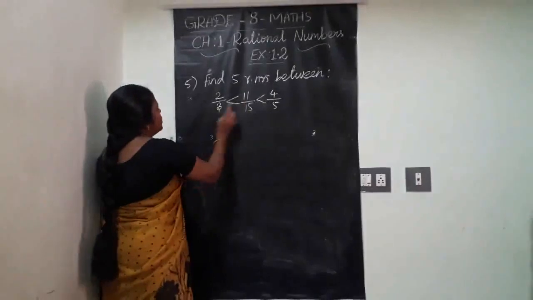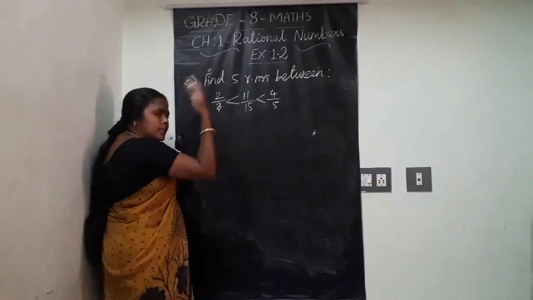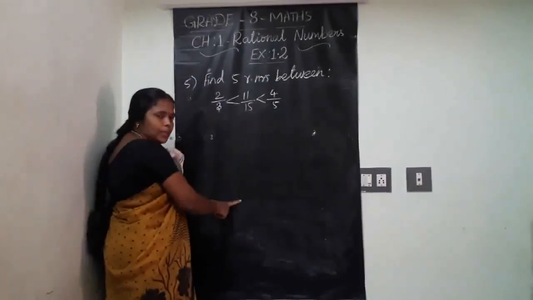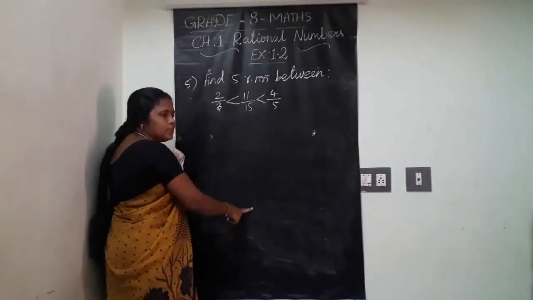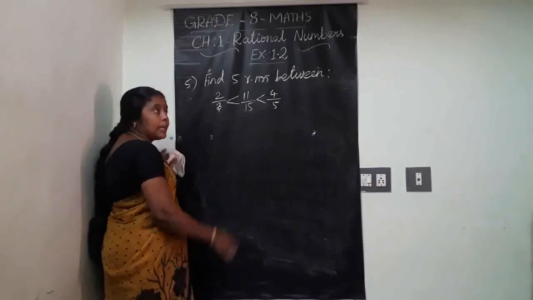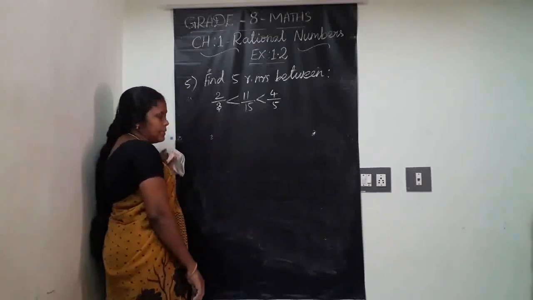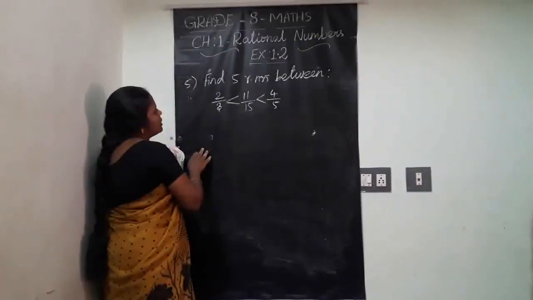Clear? So one number only we found, no? The remaining 4 rationals we have to find. So what I am going to do is the first method itself. Clear? For understanding purpose, I taught this method also. Clear children? You can continue in this, but it takes a little bit more time compared to the previous method. So I am trying the first method itself.